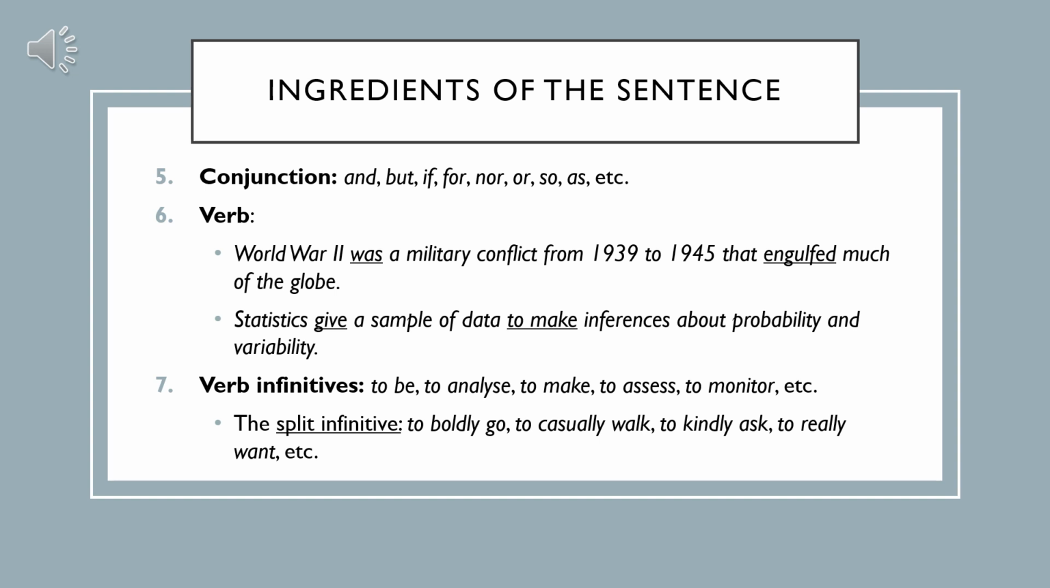A conjunction is a word that connects two separate parts of a sentence together. We call the parts of the sentence clauses, and this is important to remember as we move through the workshop. Generally, we do not begin a sentence with a conjunction because to do so implies that something should come before this part or this clause of the sentence. Words like and, but, if, for, nor, or, so, and as are all examples of conjunctions.